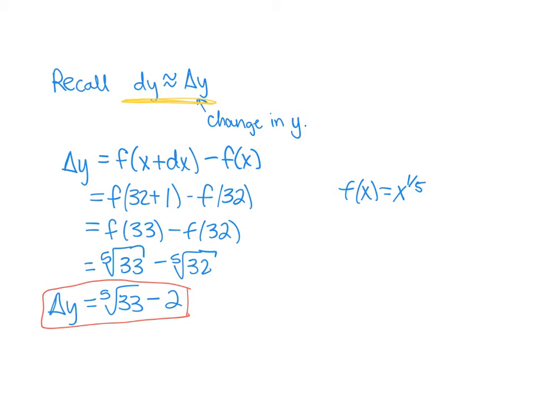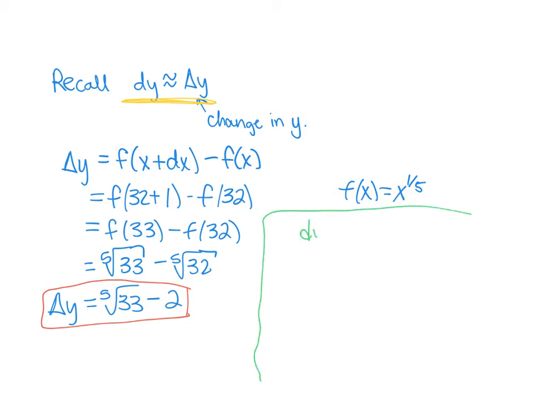So let's see what we have. Let's put it all together. So in the last slide, we got dy was 1/80. And delta y is this thing. So maybe I'll write it in green over here.